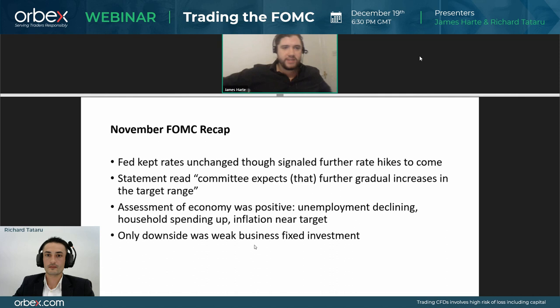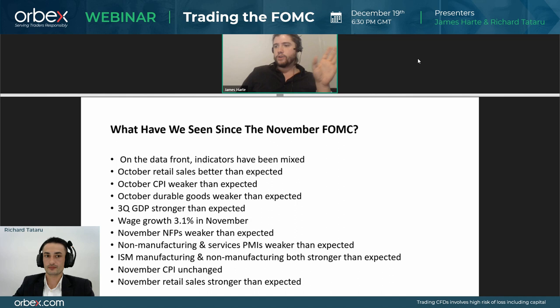So on the data front, indicators have been somewhat mixed. We've had November retail sales stronger than expected. November CPI was unchanged, ISM manufacturing and non-manufacturing both stronger than expected. Non-manufacturing and services PMIs were weaker than expected. November non-farm payrolls weaker than expected. Wage growth stayed unchanged at 3.1% in November. Third quarter GDP stayed stronger than expected at 3.5%. October durable goods weaker than expected. October CPI weaker than expected. But October retail sales better than expected. So basically, on the data front, the picture was pretty mixed. So it's hard to argue one way or another on the basis of those readings.